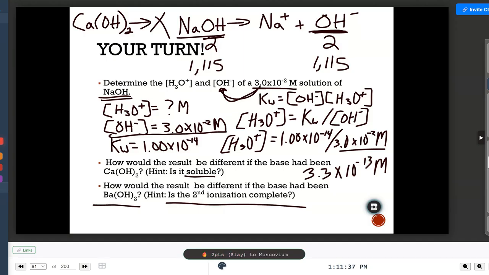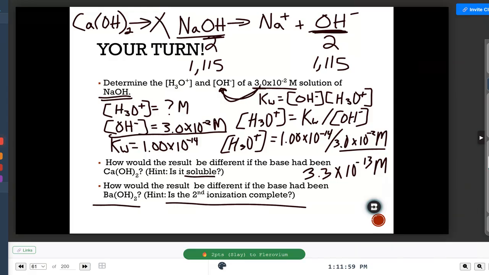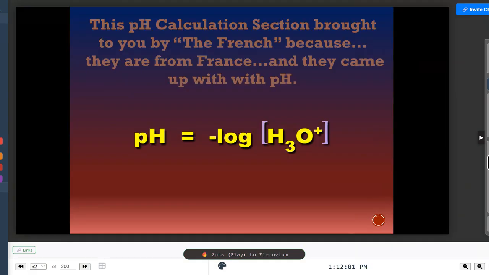So wait, essentially, if it has multiple hydroxides or multiple hydrogen ions that it can give away, you would automatically just consider it indeterminate? Yes, you would need experimental values to determine if it had multiple ones to give away. Yep, absolutely. All right, good question. Where is fluorovium hiding? There you are. Okay, so let's look at how this ties into pH.